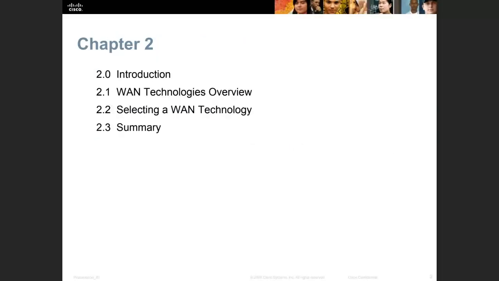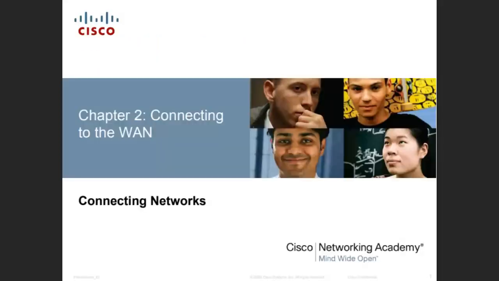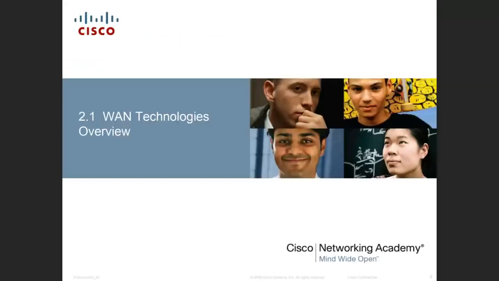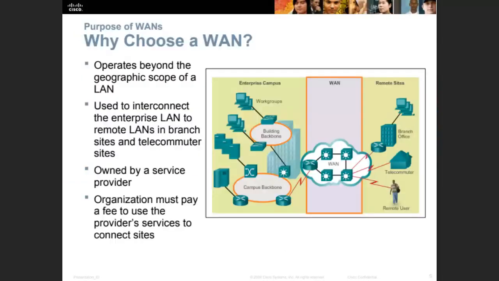So in this chapter, this is week 6, we are going to talk about how to connect to the WAN. But why do we need a WAN? Because you need to connect in a larger geographical area. The LAN will provide you connection inside your campus or inside your room. But if you want to connect to the internet or to another LAN in another country, you have to have some sort of connection.